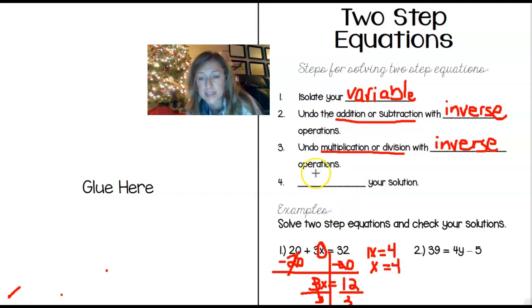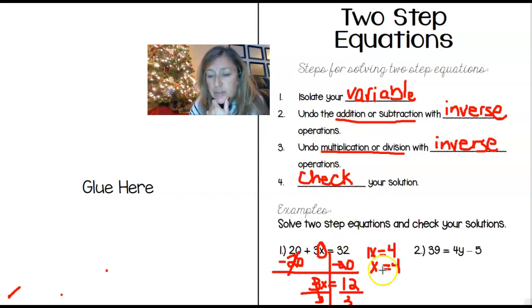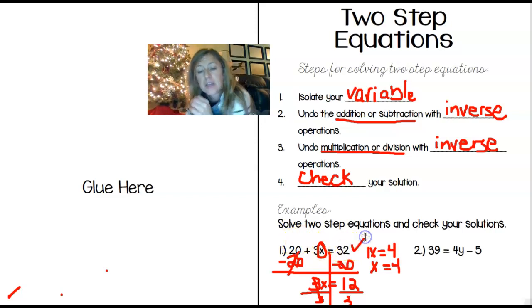Let's do a check, and that's the last thing we always have to do. Now, because I've run out of space, it gets tricky when I'm writing on this. Can we do it in our heads, if you don't mind? So I've got a 4 here. x is worth 4. So let's do this. 3 times 4 is 12, and 12 plus 20 is 32. It worked. Let's try another one.